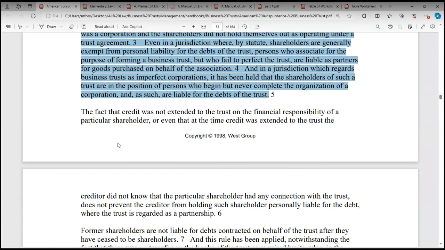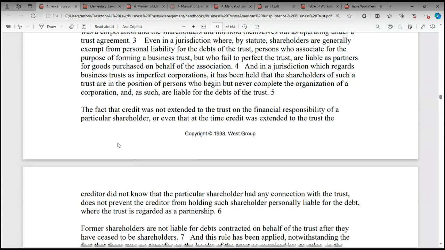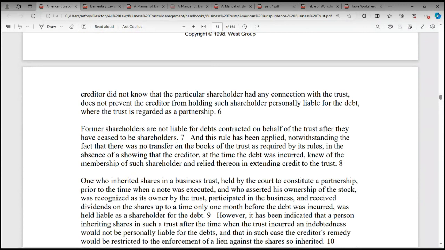So the fact that credit was not extended to a trust on the financial responsibility of a particular shareholder, or even that at the time the credit was extended to the trust, the creditor did not know that a particular shareholder had any connection with the trust, does not prevent the creditor from holding such shareholder personally liable for the debt of the trust if it is regarded as a partnership.